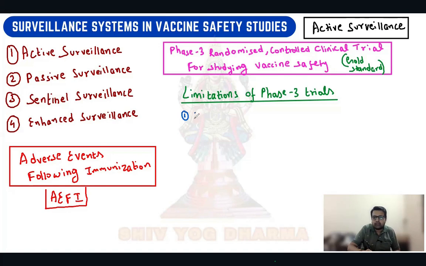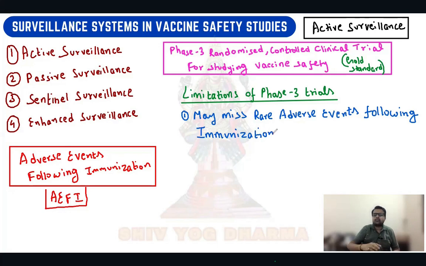Now the most important limitation is that it may miss rare events. Now, how is it so? Just think about this. Rare events means rare adverse events, so it may miss rare adverse events following immunization. The idea is very simple: in this active surveillance study, we have a limitation on the number of participants, or the sample size will be the right term. The sample size can be 1000 participants, 10,000 participants, or even 1 lakh participants.